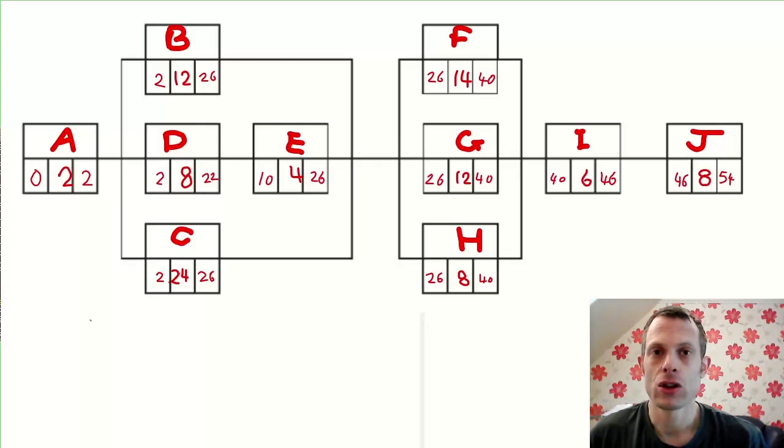However, you can't just always add the numbers up. So for example, if you look at task D, 2 plus 8 is 10, not 22. So that does not work for all your tasks.